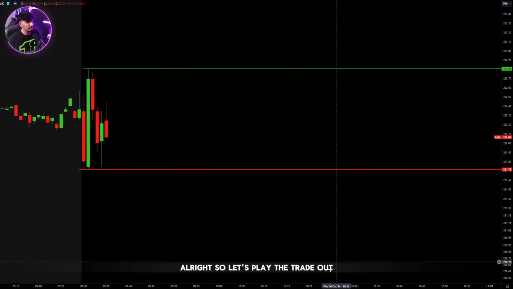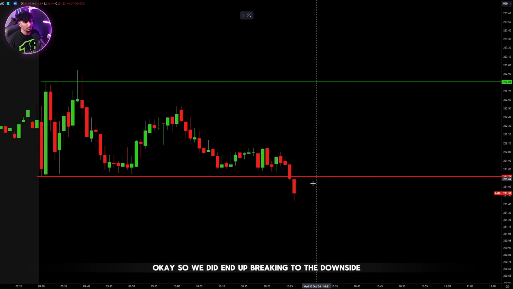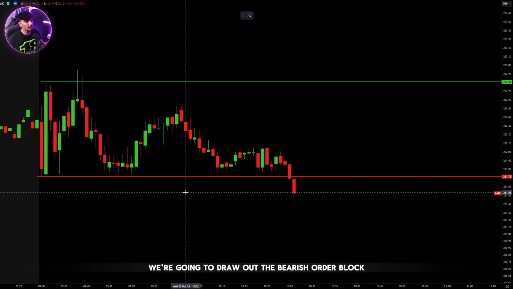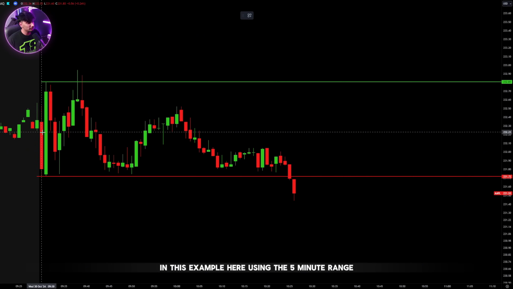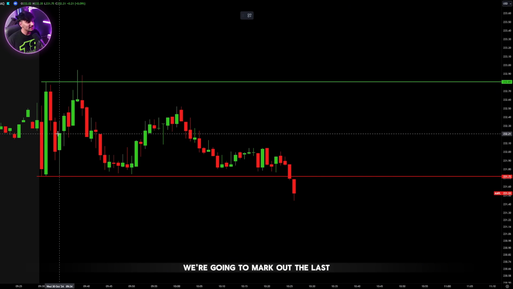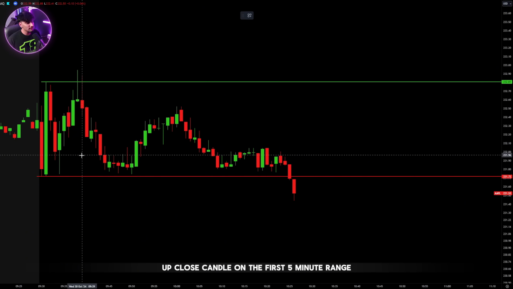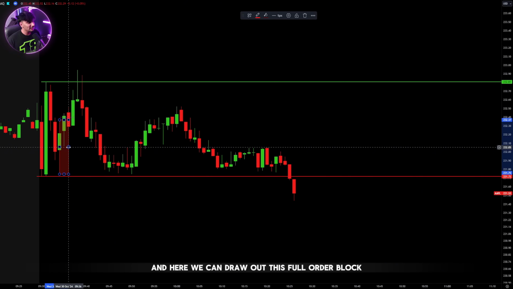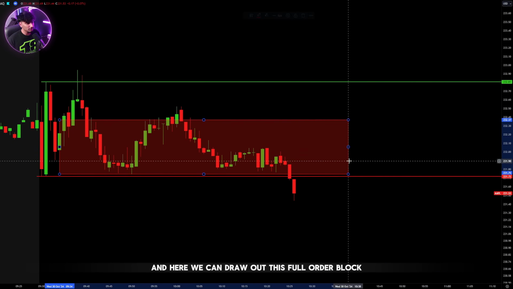All right, so let's play the trade out. Okay, so we did end up breaking to the downside. Therefore, we're going to draw out the bearish order block. In this example here, using the 5-minute range, we're going to mark out the last up close candle on the first 5-minute range. This would be this 934 candle, and here we can draw out this full order block.